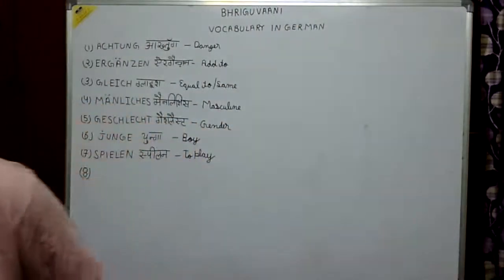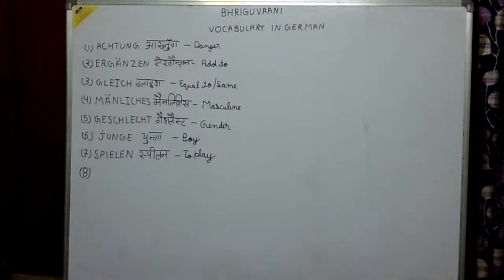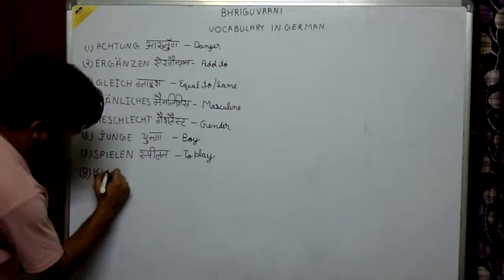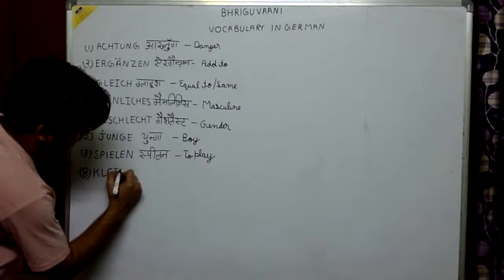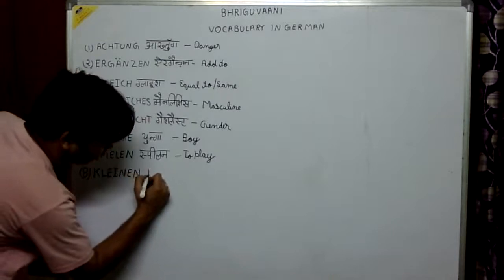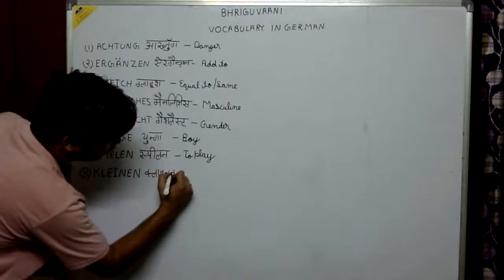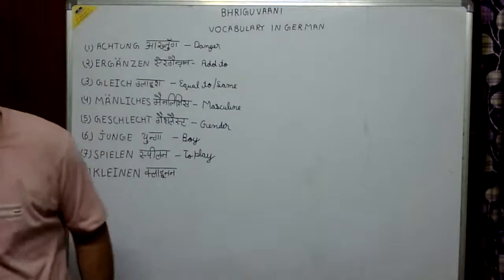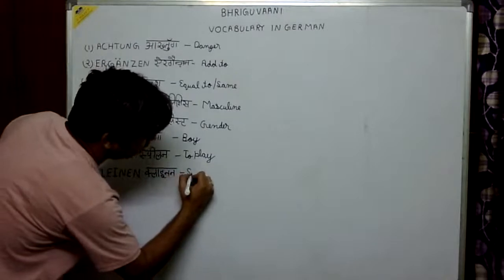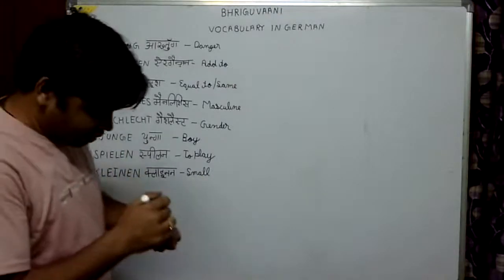Now the next word is kleinen. Kleinen. And what does this kleinen mean? This kleinen means small.